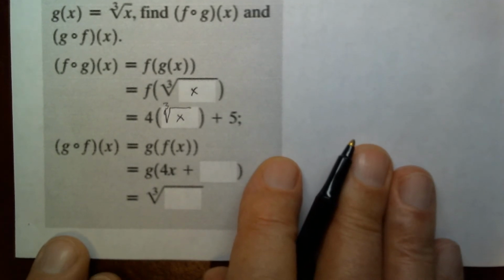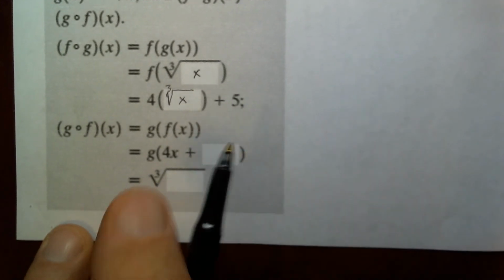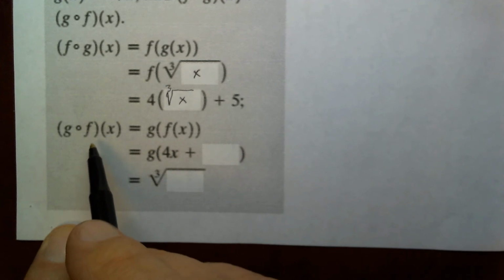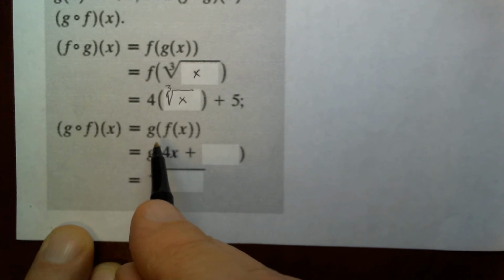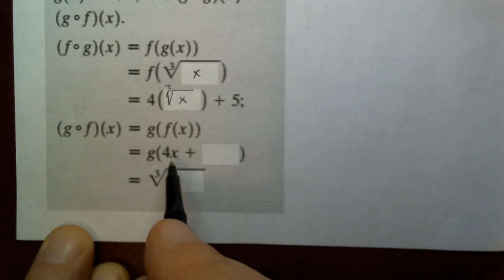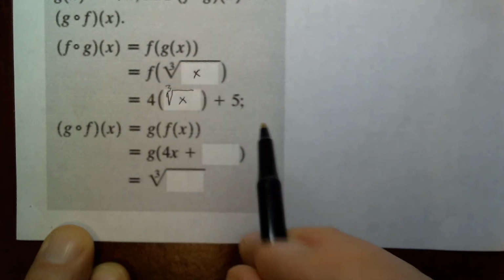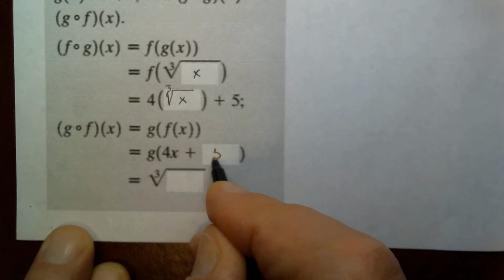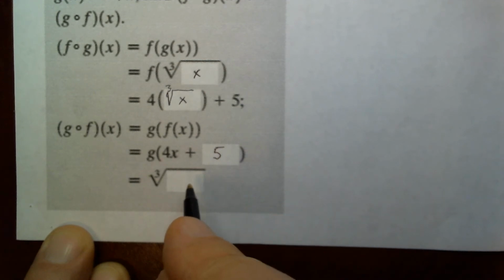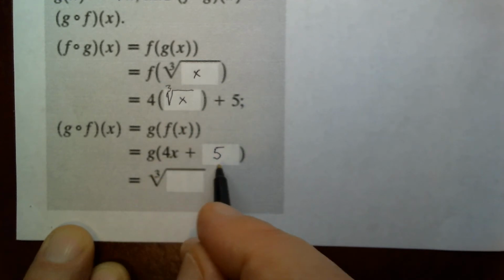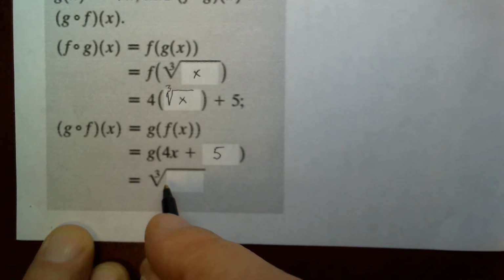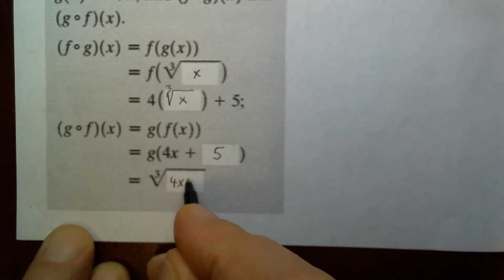Similarly, the composition of g of f of x. So now f of x is the input to g of x, and since f of x is 4x plus 5, we now replace the radicand that was x, now it is 4x plus 5. So the third root of 4x plus 5.